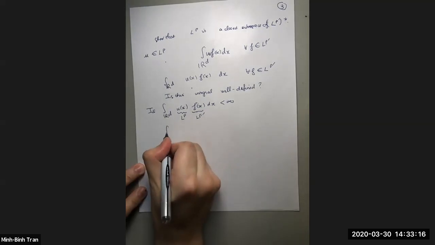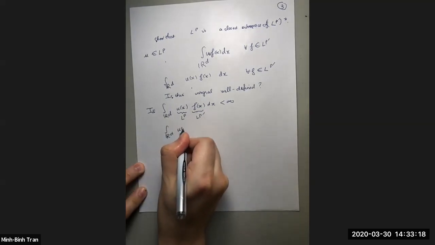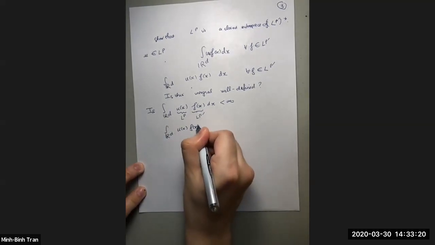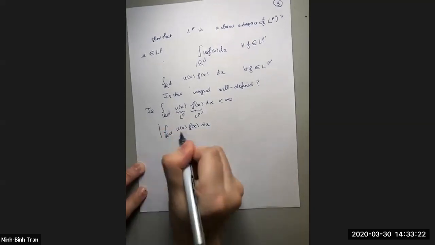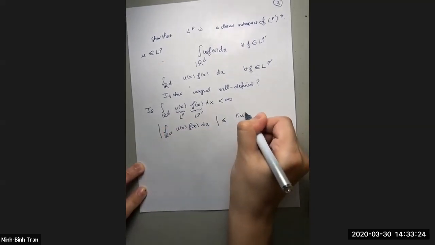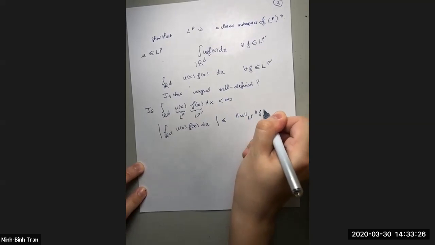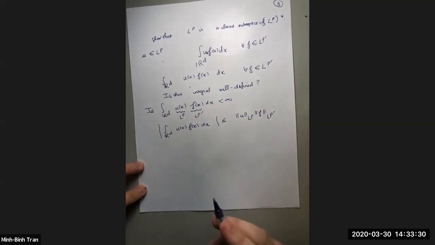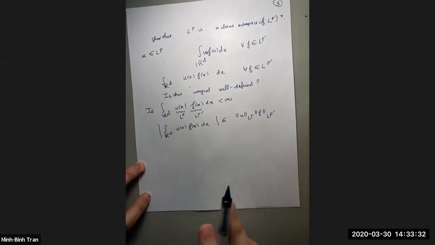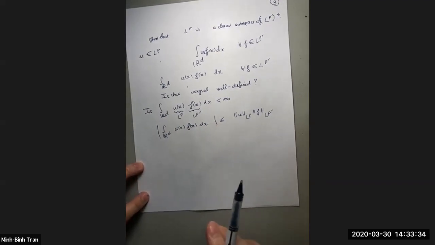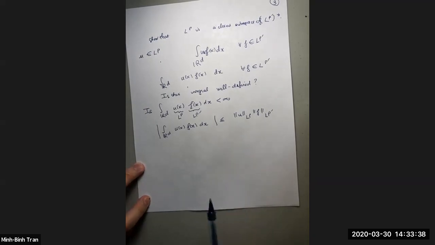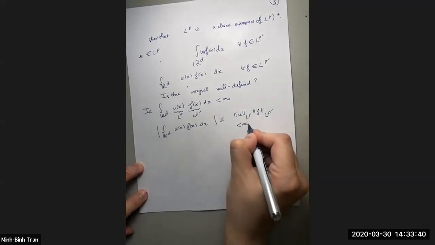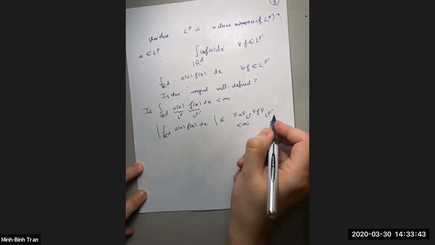So to show that this is finite, what you do is use Hölder's inequality: u in L^p, f in L^p'. This is Hölder's inequality. This is the only tool that you have to estimate the integral of the product of two functions. All right, so now this is finite because u is in L^p and f is in L^p'.